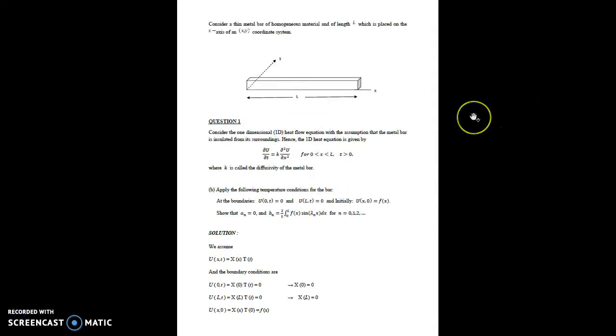In this case, consider a thin metal bar of homogeneous material of length L which is placed on the x-axis of an xy coordinate system. Thus, the 1D heat equation is given by the first derivative of u in terms of t equals the second derivative of u in terms of x multiplied by k, where k is called the diffusivity of the metal bar. To solve this problem, we assume u(x,t) in this form, where X is a function of x and T is a function of t.